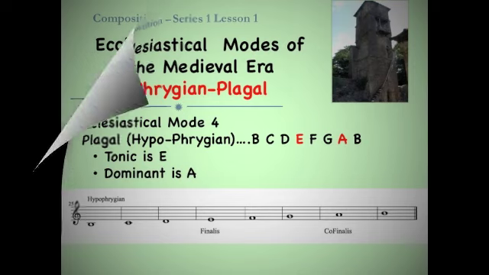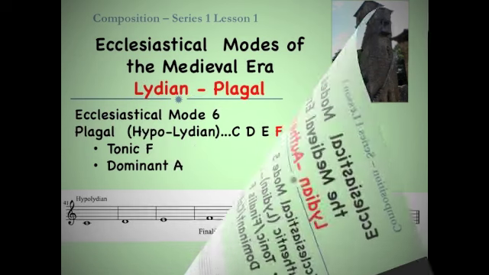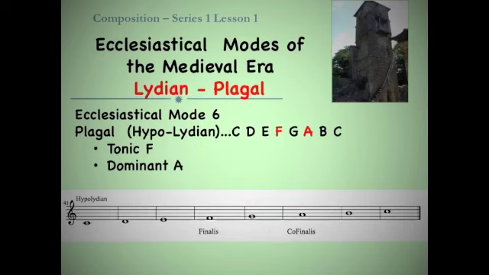Modes 5 and 6, these are the versions of the Lydian mode. Mode number 5 is the authentic version, and the notes are as follows: F, G, A, B, C, D, E, and F. The tonic is F, the dominant is C. The sixth mode is the plagal version of the Lydian mode, also called the Hypolydian. Its notes are as follows: C, D, E, F, G, A, B, and C. The tonic is F, the dominant is A.